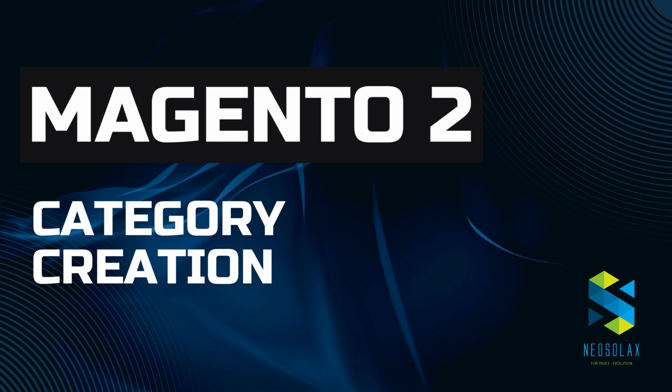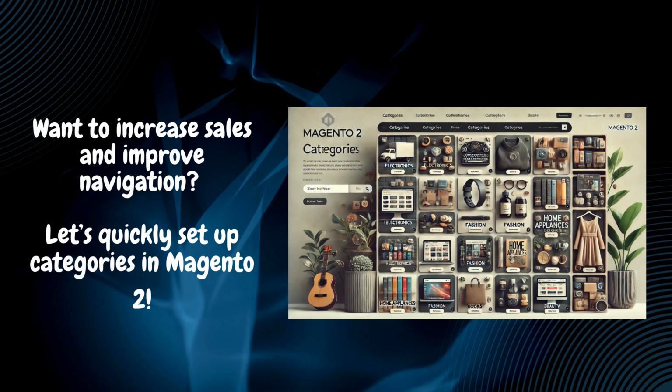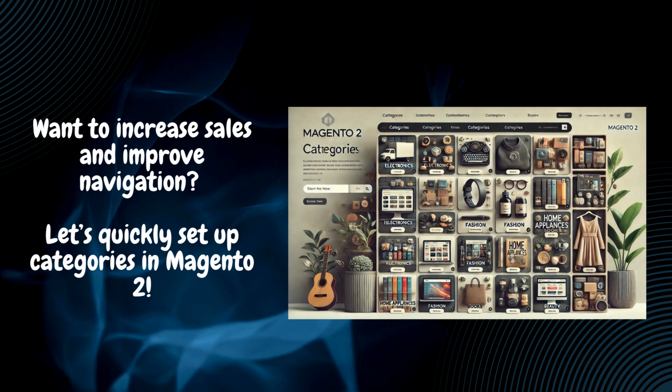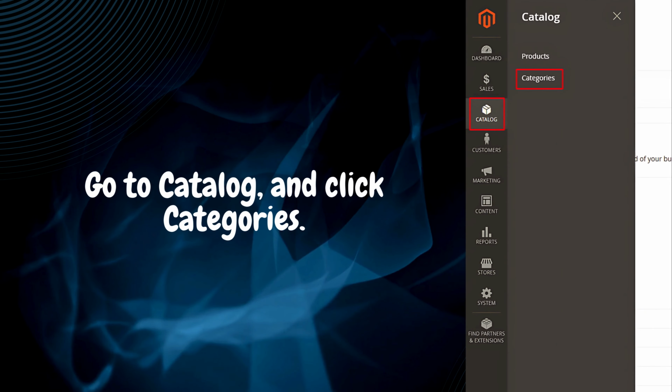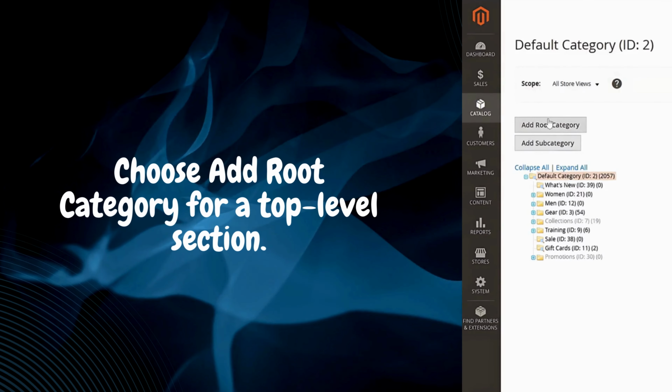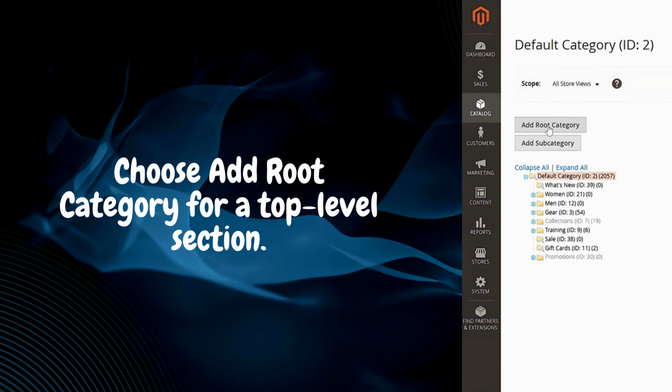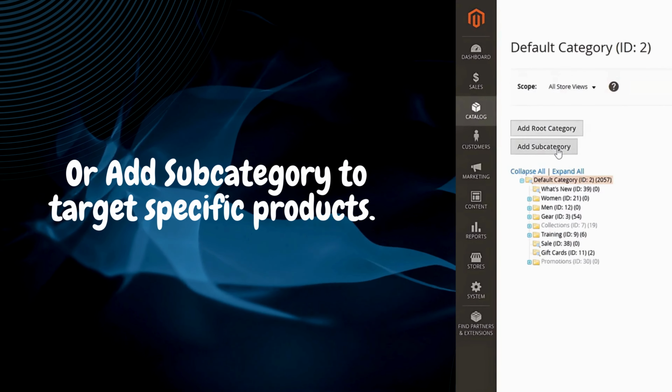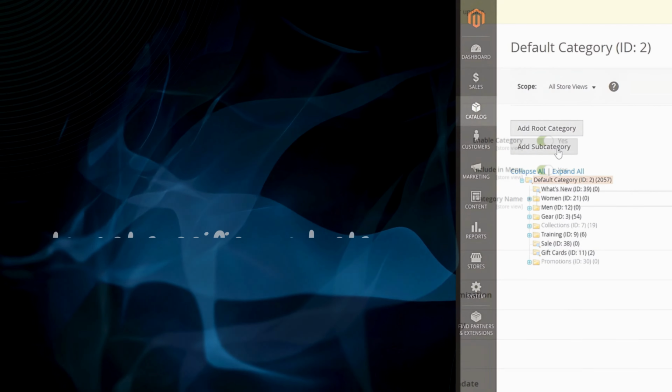Want to increase sales and improve navigation? Let's quickly set up categories in Magento 2. Go to Catalog and click Categories. Choose Add Root Category for a top-level section or add subcategory to target specific products.